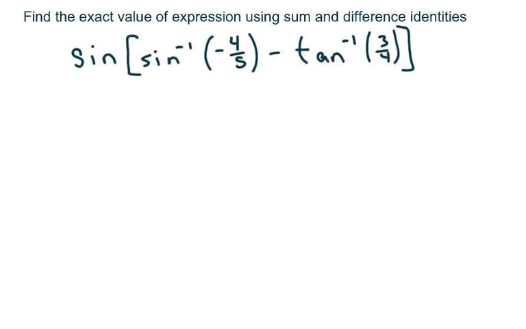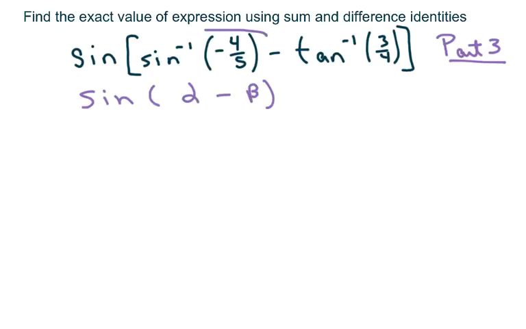Hi everyone. We're going to find the exact value of an expression using sum and difference identities. This is basically part 3, very similar to part 2. And so what we have here is sine of alpha minus beta. And this is my alpha, and this is my beta.